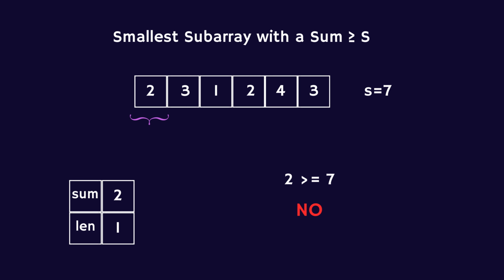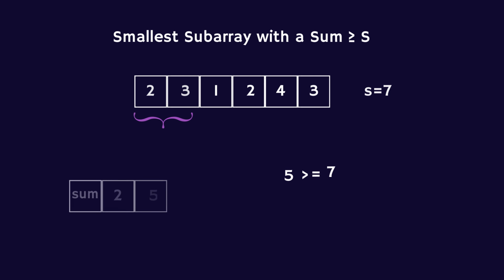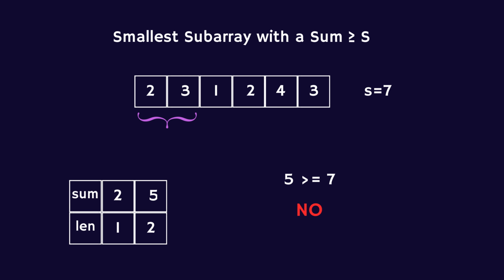Now, let's take 2. The sum is 2 and the length is 1. We just have one element. Is 2 more or equal 7? False. So let's take the next element. Let's take 3. Now 2 and 3 equal 5 and we have two elements. Is 5 more or equal 7? No. So let's take the next one. 2, 3, 1. We have 6. 6 is still less than 7, so let's take the next element.